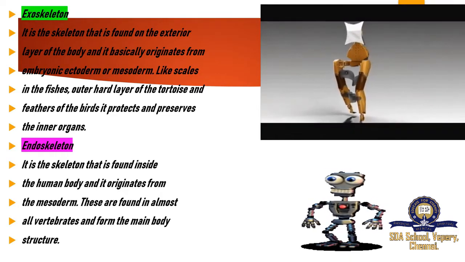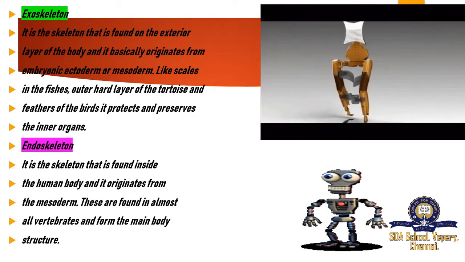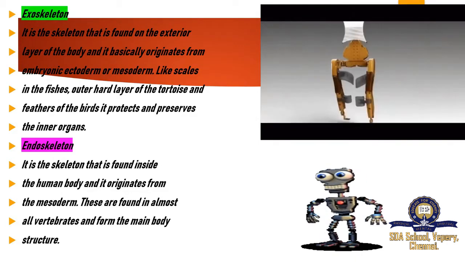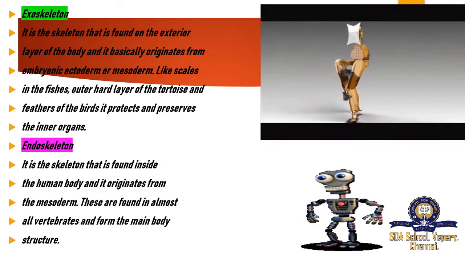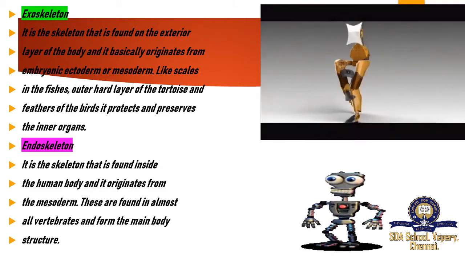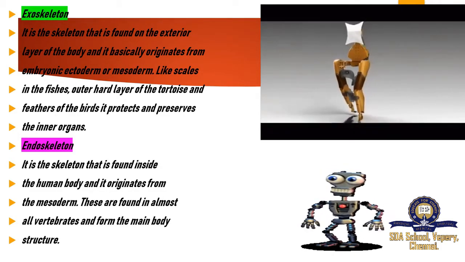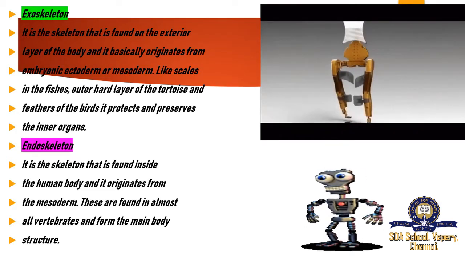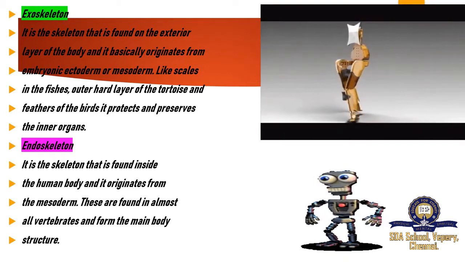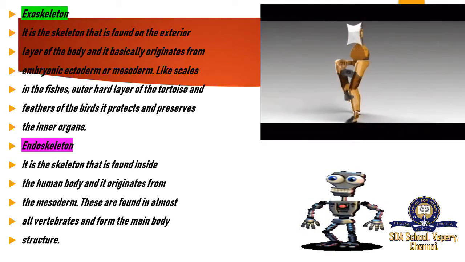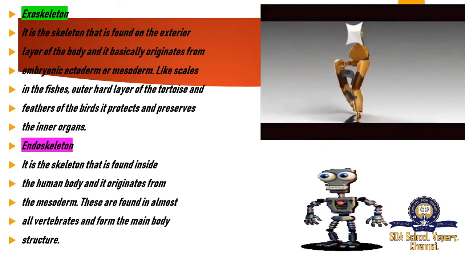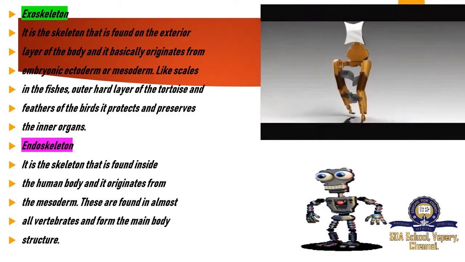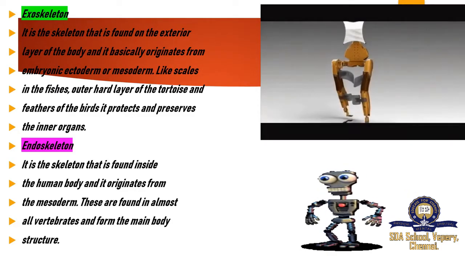So inside the human body we have some skeleton. The endoskeleton originates from the mesoderm. These are found in almost all vertebrates, mainly in the body structure. All vertebrates have a backbone. So those vertebrates have this endoskeleton to make the entire body structure, regulating the movements and the body structure.